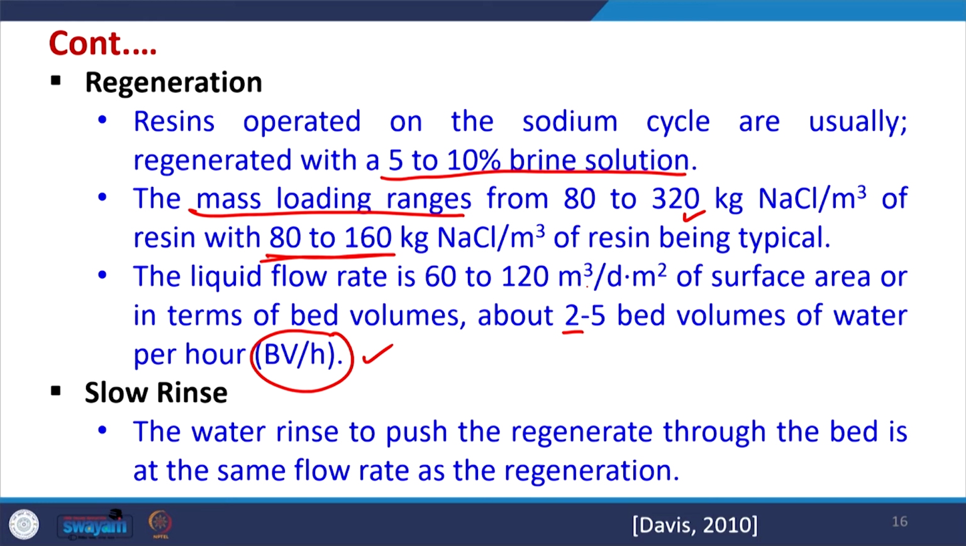So, all these 3 parameters will be known, and through that we can perform the regeneration. Now, there is a step of slow rinsing and fast rinsing. For slow rinsing, the water rinse is pushed through the bed at the same flow rate as the regeneration itself. So, the flow rates are similar to the regeneration step itself.